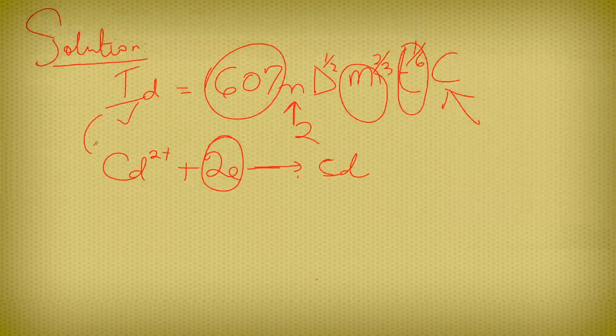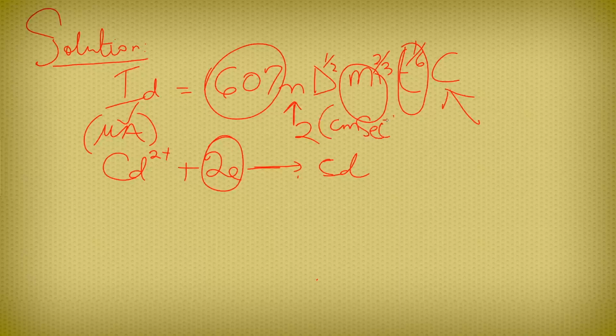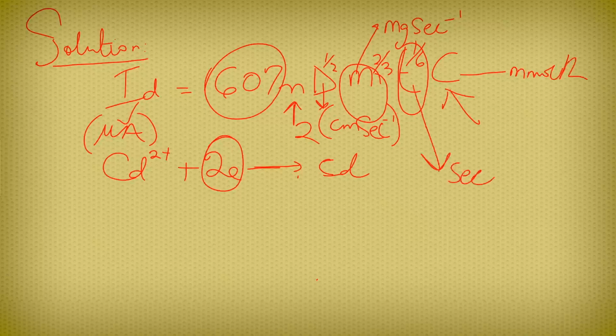For the ID, the unit has to be in microamperes. D is in centimeters squared per second. Then our mass, the unit has to be in milligrams per second. And our concentration we already have as millimoles per liter. Our time is in seconds. Now I've shown you the other ones we have, so let's take them one by one.